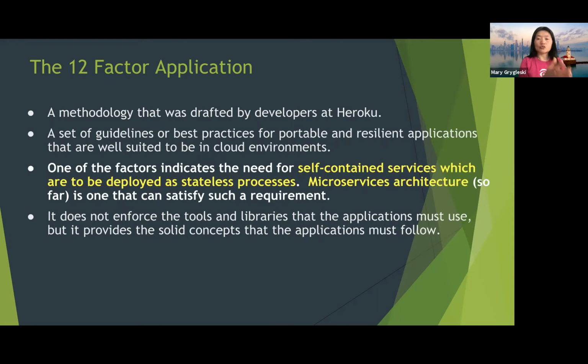Essentially, it is the 12-factor application, the guiding principles that help you do cloud native. It came out of Heroku, from the developers that drafted this methodology, a set of guidelines. One of the factors indicates the need for self-contained services, which are to be deployed as stateless processes. So a microservices architecture is one that can satisfy this requirement. It doesn't enforce any tools or libraries that the applications must use, but it provides solid concepts that the applications must follow.